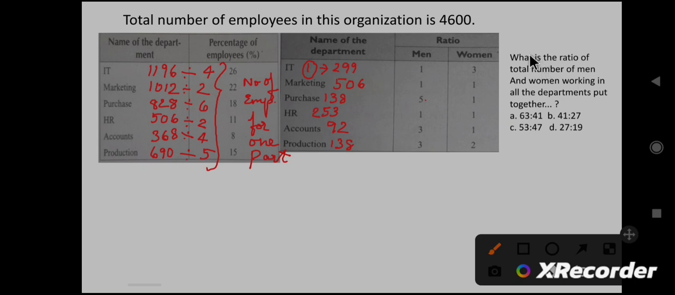But what we are asked is the total number of men and women working in all the departments put together. So here after this, what we have to do is find the total number of employees, men and women. For men, I am writing this side.